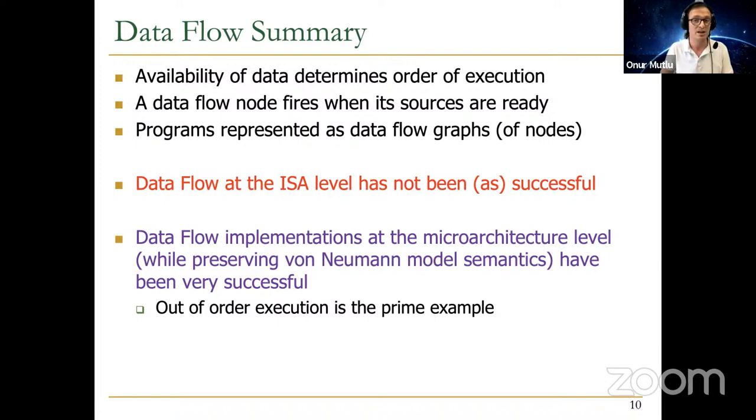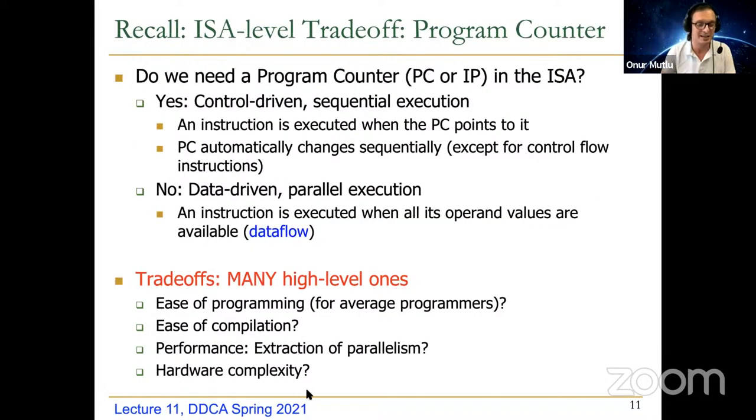and essentially all high-performance machines implemented today. Okay, recall the slide. This slide may actually resonate better right now. This was from lecture 11 this year in digital design and computer architecture. And I challenged you at that time, asking the question, do we really need to have a program counter in the ISA? And if you give the answer yes, then you have something like a von Neumann model, right? Control-driven sequential execution. And if the answer is no, one potential answer is data-driven parallel execution, and data flow is the prime example of it, right?